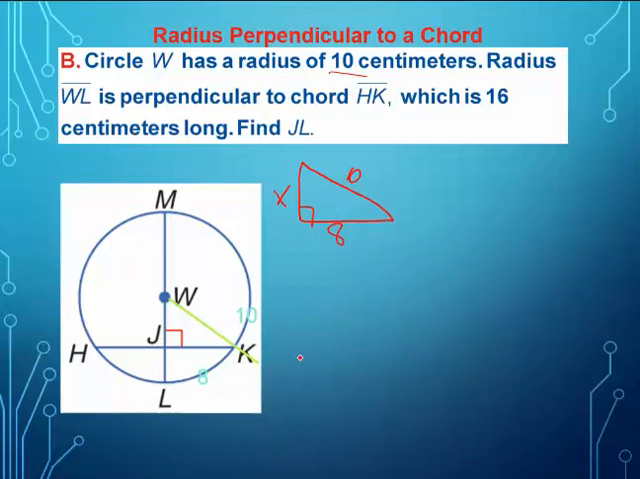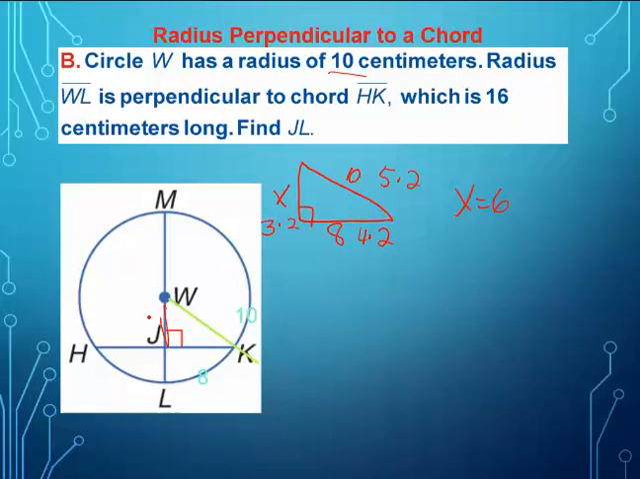How much is this WJ portion going to be? Well, this is a Pythagorean triple. This is 4 times 2, and this is 5 times 2. So this is going to be 3 times 2, which is 6. X equals 6.